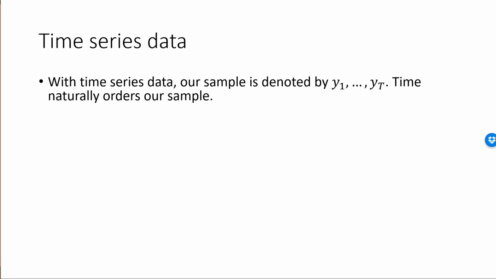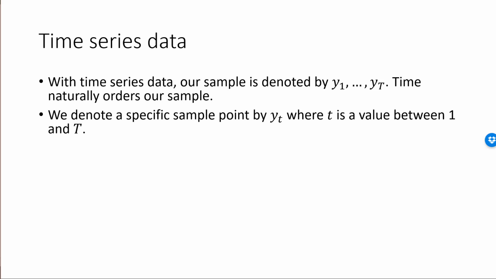So to summarize, we have our sample. It's denoted by y1 all the way to y capital T. Capital T is the sample size. We never reorder the sample. Time will always be our ordering of the sample. If I want to refer to an arbitrary specific sample point, then for time series data we use the symbol t instead of the symbol i, and that's mostly to remind us that we're dealing with time series data and not cross-sectional data. It's of course not important per se, we could use any symbol we like.